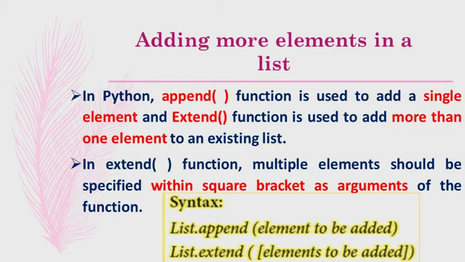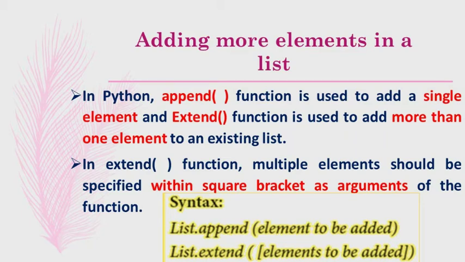If you want to add a single element, you can use the append function. But if you want to add more than one element, which means multiple elements, you can use the extend function. So if you want to add a single element in a list, use append. If you want to add multiple elements in a list, use extend.